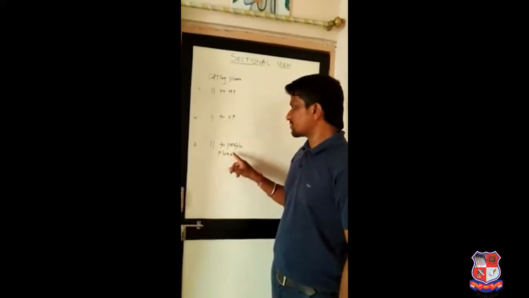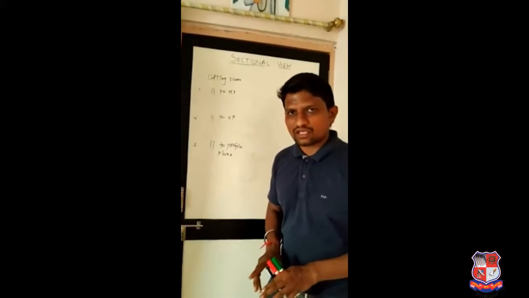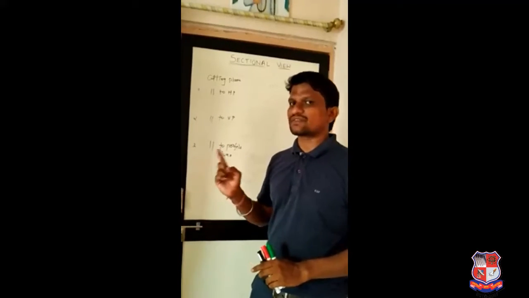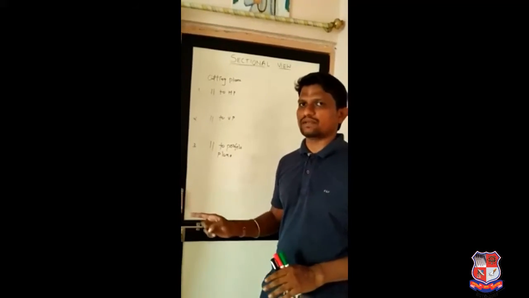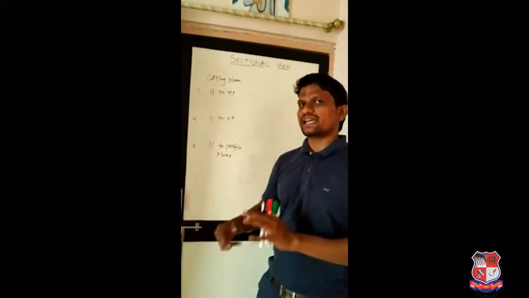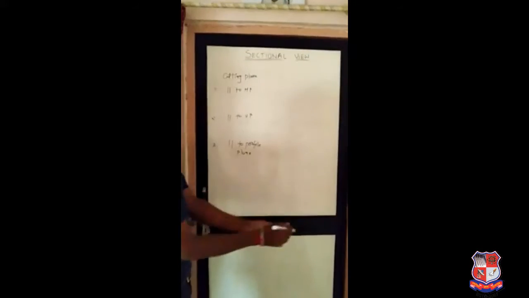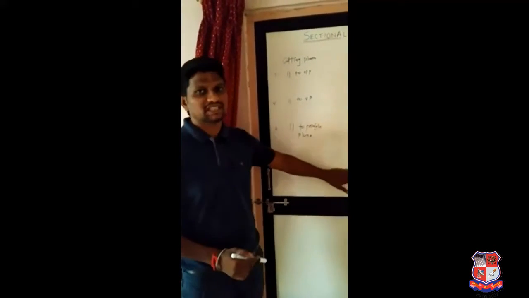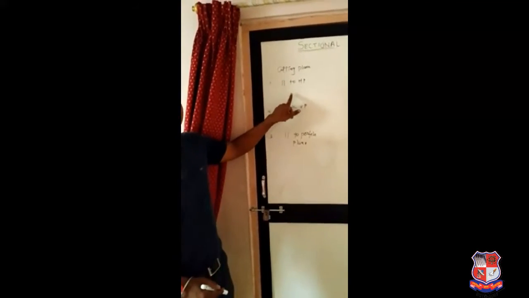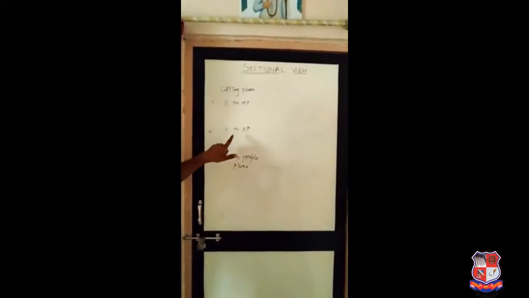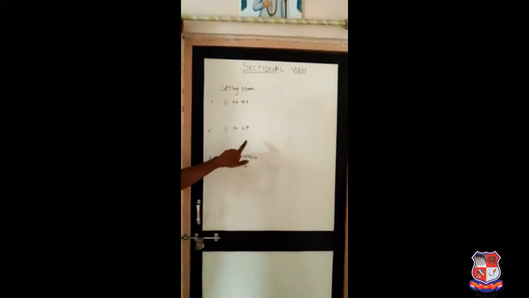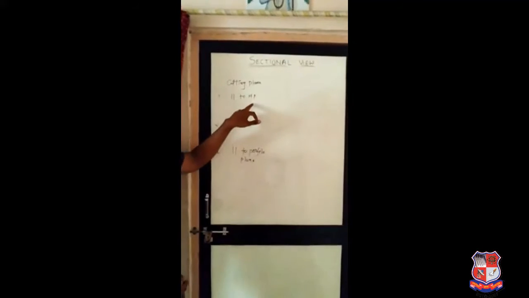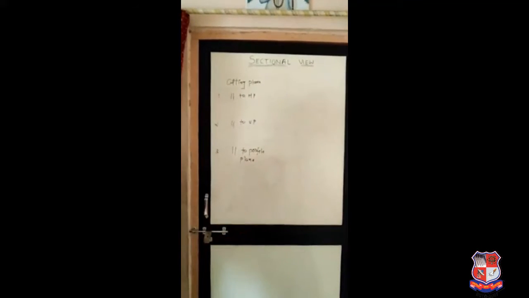And the third one is the profile plane. Profile plane means the plane which is perpendicular to both the horizontal plane as well as the vertical plane. That is known as a profile plane. Both planes are perpendicular, that is the profile plane. Okay, these are the three methods of cutting the object. Number one, when the cutting plane is parallel to the horizontal plane. Number two, when the cutting plane is parallel to the vertical plane. And number three, when the cutting plane is parallel to the profile plane. We discussed the horizontal plane, vertical plane and profile plane as well.